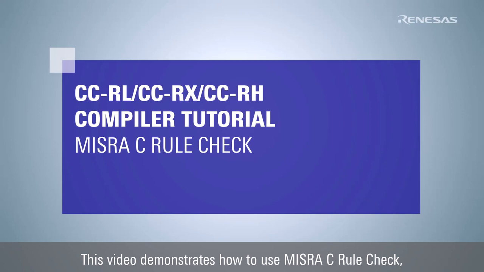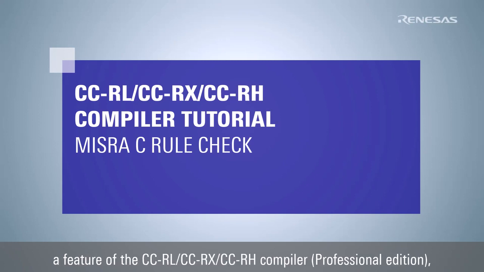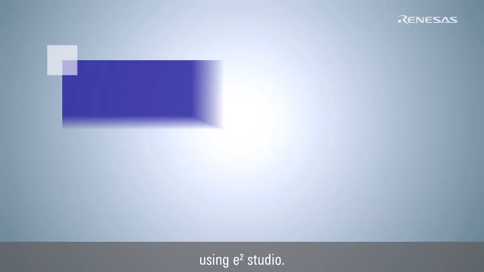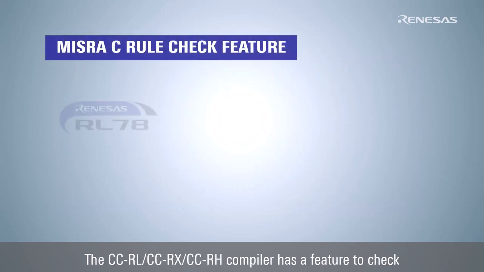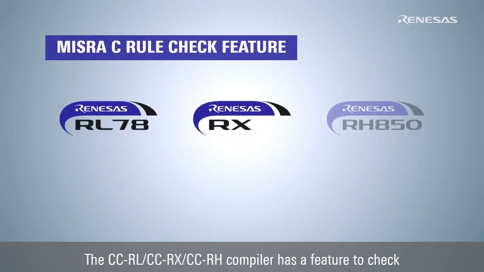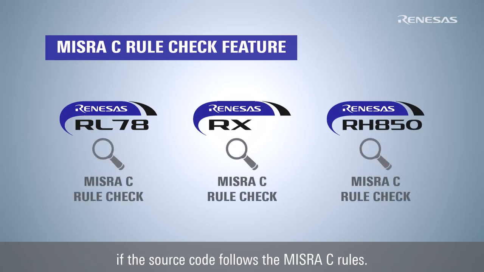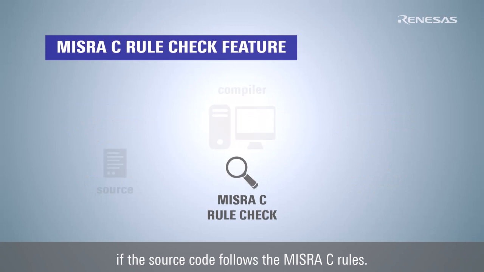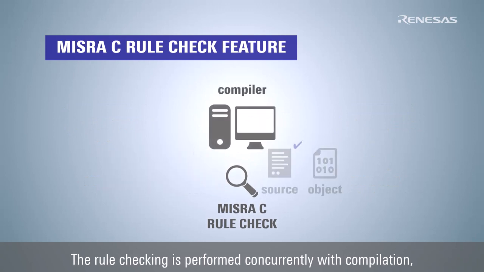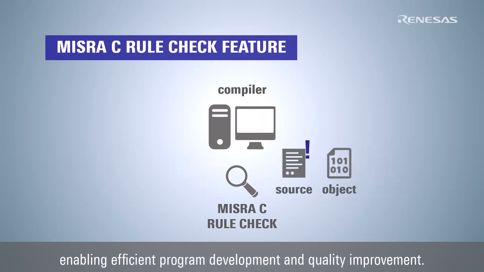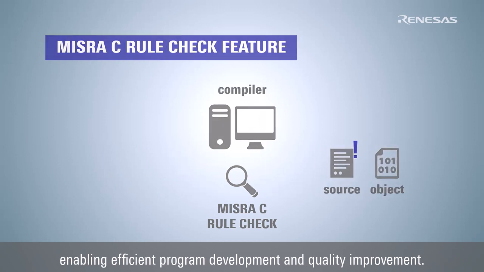This video demonstrates how to use MISRA C Rule Check, a feature of the CCRL CCRX CCRH Compiler Professional Edition, using eSquare Studio. The CCRL CCRX CCRH compiler has a feature to check if the source code follows the MISRA C rules. The rule checking is performed concurrently with compilation, enabling efficient program development and quality improvement.